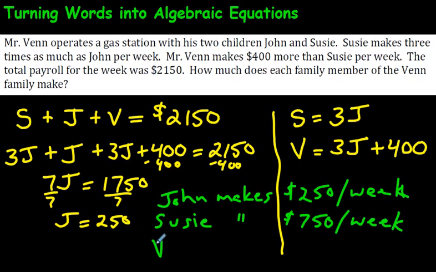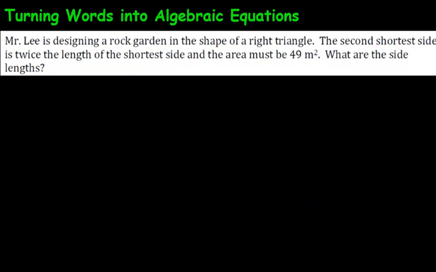Okay, and Mr. Venn makes, it says up here that he makes $400 more than Susie. So 400 plus 750, 7, 8, 9, 10, he makes $1,150 per week. And if we totaled all of these numbers up, we should end up getting $2,150. And we do. I just added it up really quickly, and we know that these 3 people make $2,150.